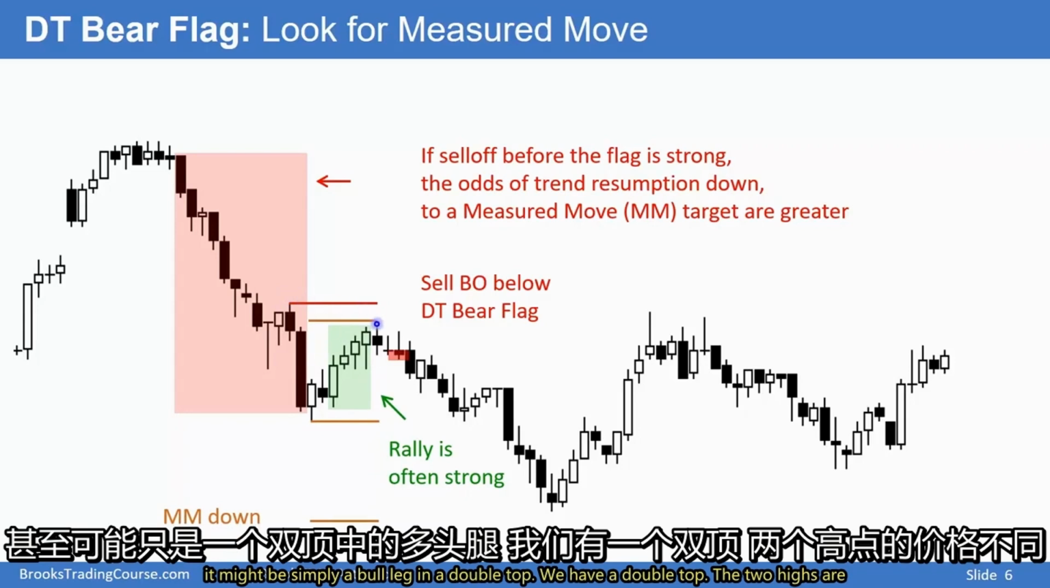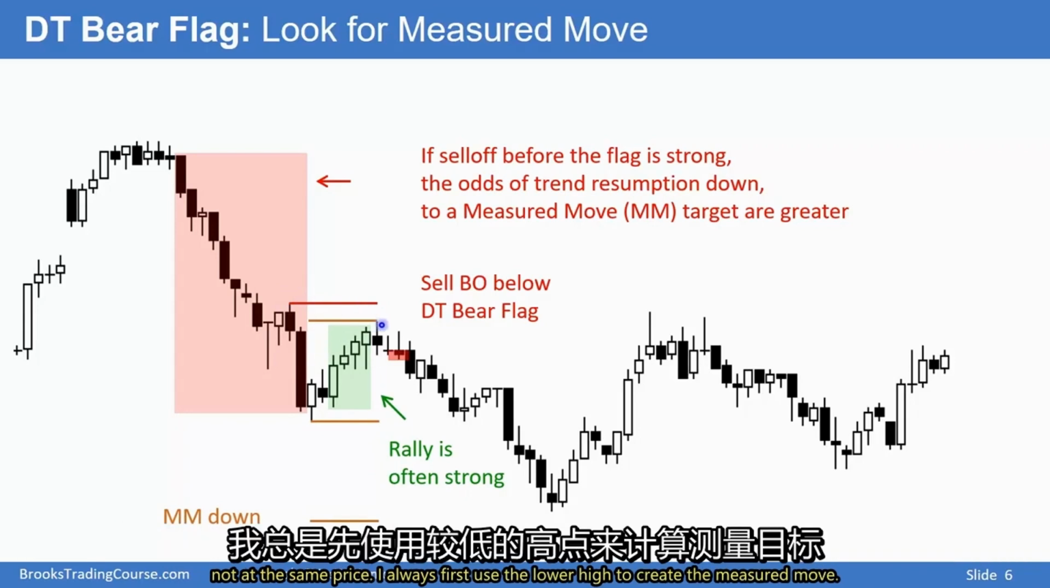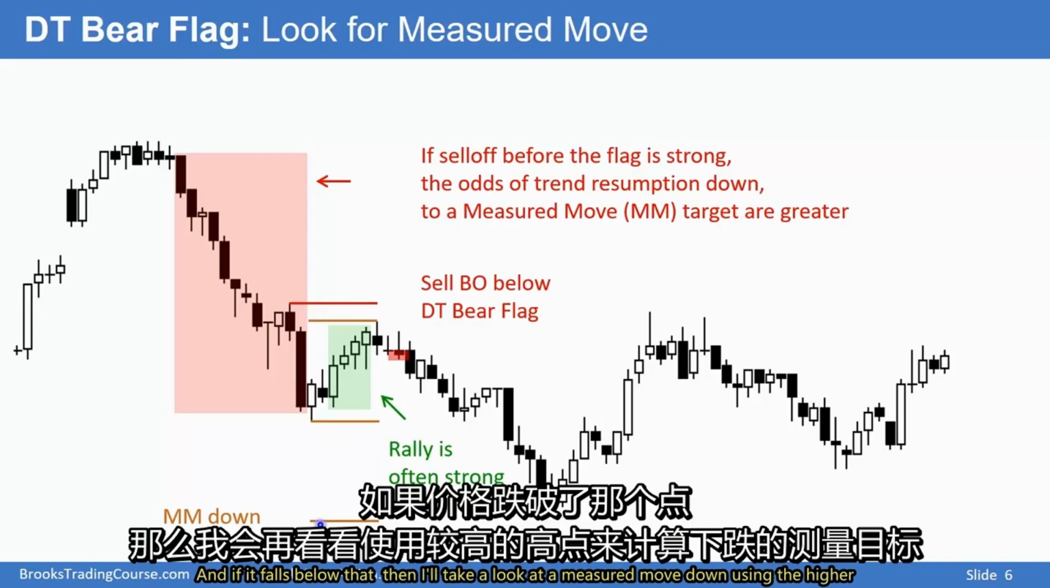We have a double top. The two highs are not at the same price. I always first use the lower high to create the measured move. And if it falls below that, then I'll take a look at a measured move down using the higher one.